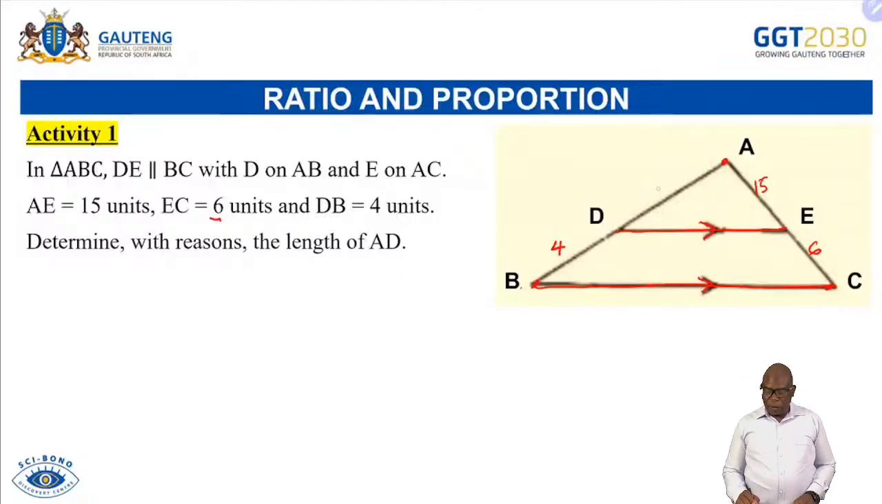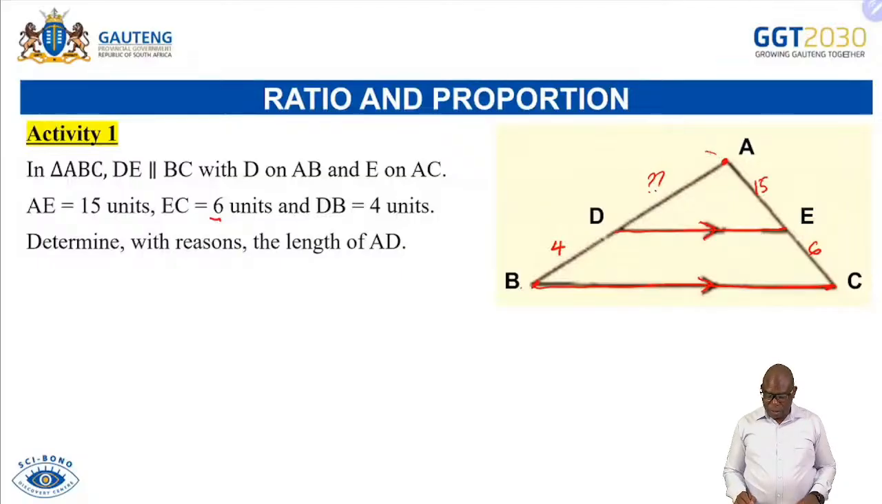I don't have the length of AD. So I can play around with this. I can do as many proportions as I like. I can say AD over the whole of AB equals AE over the whole of AC. But that won't help me. I need something that will help me here. This should be the easiest of them all, because it is a direct one that we talked about in the previous slide.